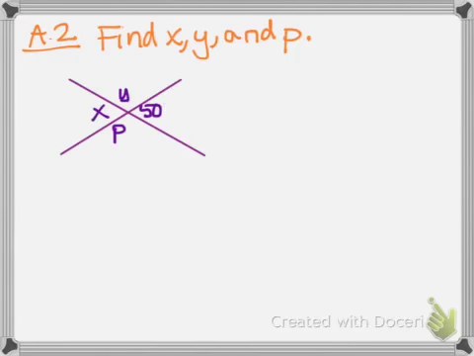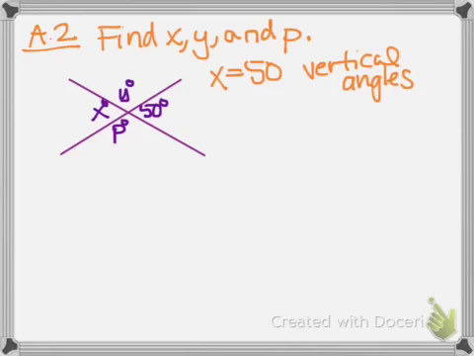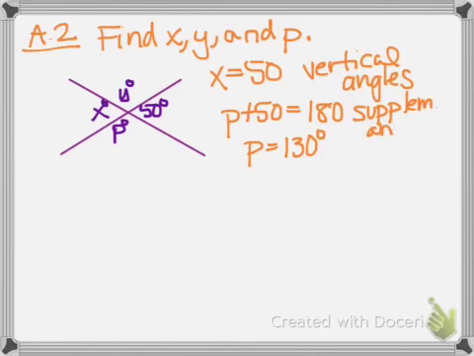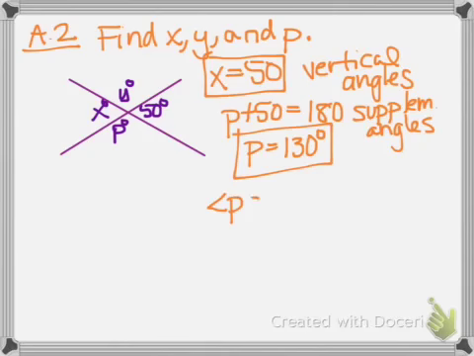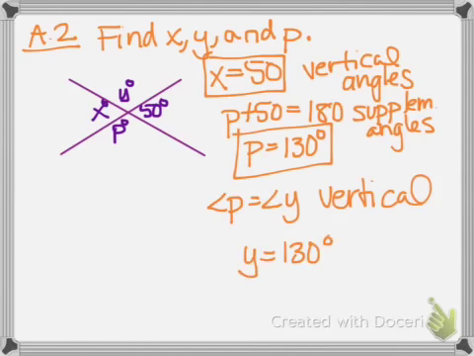Okay, find x, y, and p. We can see that angle x is 50 degrees because it is a vertical angle with 50 degrees. P plus 50 has to be 180 degrees, so therefore P is 130 degrees. And angle P and angle Y are vertical angles, therefore they are equal, so angle Y is 130 degrees.